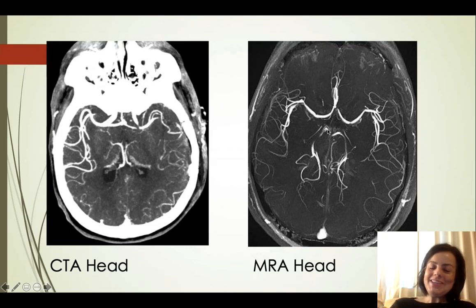You probably already know this from looking at scans, but you don't really get all the vessels in one cut. So when you're looking at the circle of Willis, you kind of have to scan up and down to see everything. But here you've got the carotids coming up, the MCA, ACAs, the PCA coming around here.